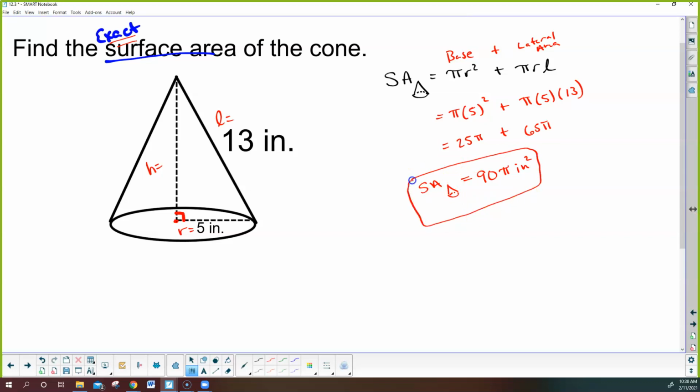And sometimes the directions are going to say find the exact answer. If they don't say find the exact answer, then you can do 90 times your pi button in your calculator, and you will get 282.743 inches squared, and that would be our rounded answer. But just make sure you know what the exact answer means versus a rounded answer.